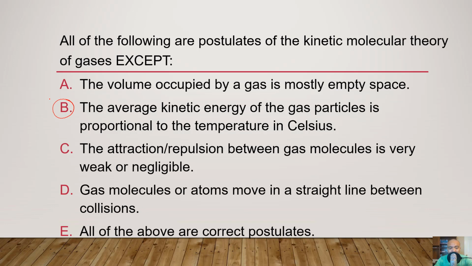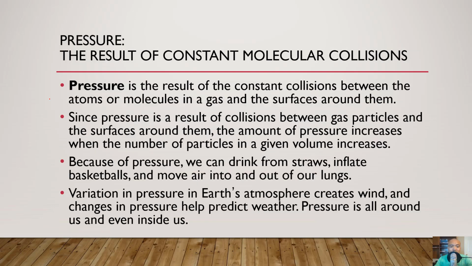Let's continue for learning purposes. C, the attraction and repulsion between gas molecules is very weak or negligible. That is one of the assumptions for ideal gases. So that one is the correct statement, but we pick the wrong answer to this question. D, gas molecules or atoms move in a straight line between collisions. That is correct. So B is the one we pick because that is the wrong statement.